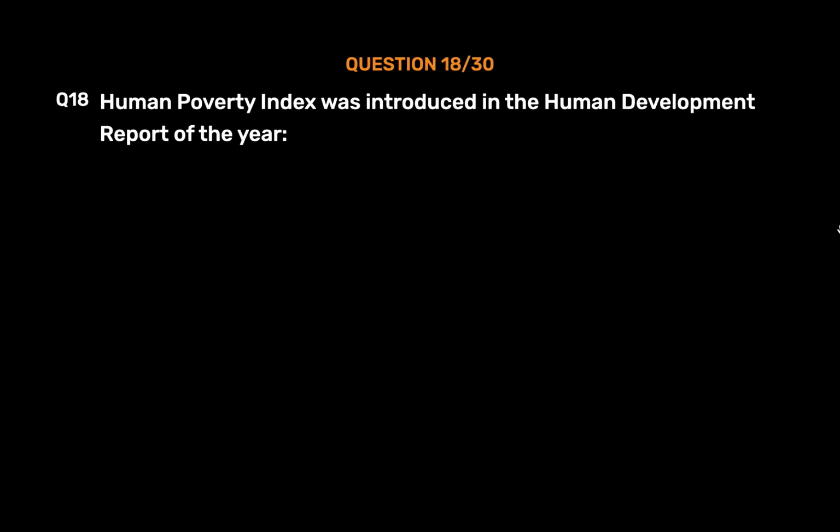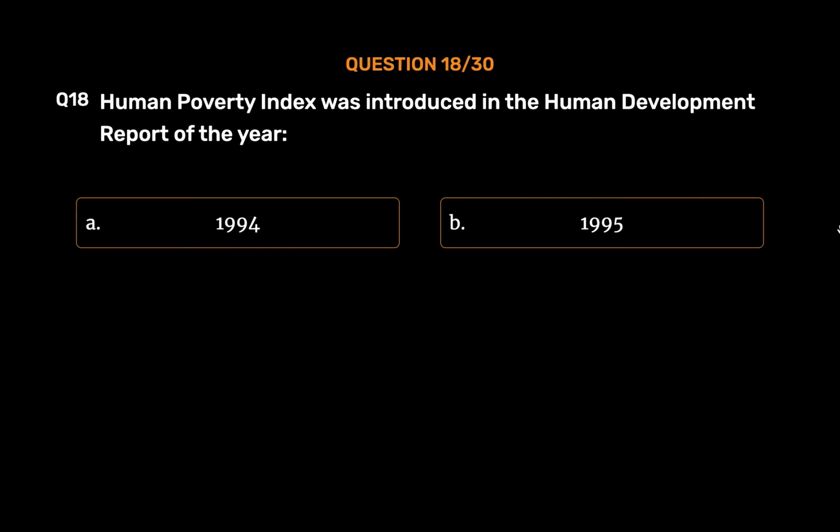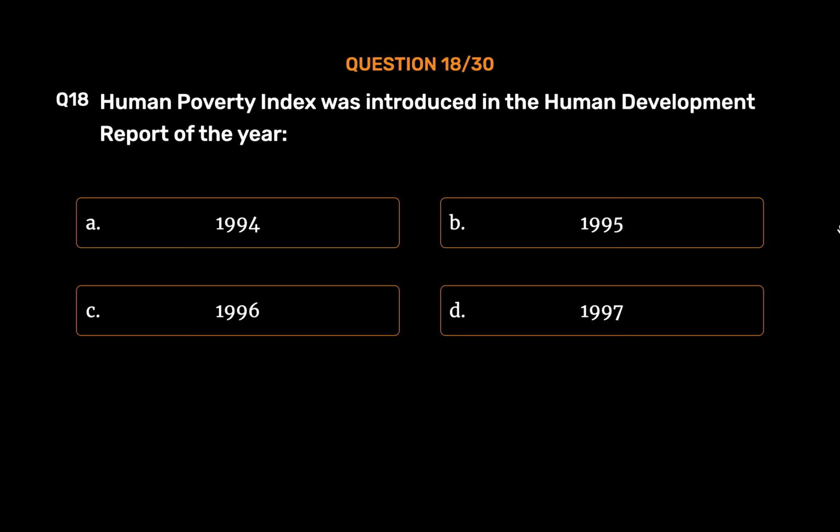Question number 18. Human Poverty Index was introduced in the Human Development Report of the year: Option A. 1994. Option B. 1995. Option C. 1996. Option D. 1997. The correct answer is option D.